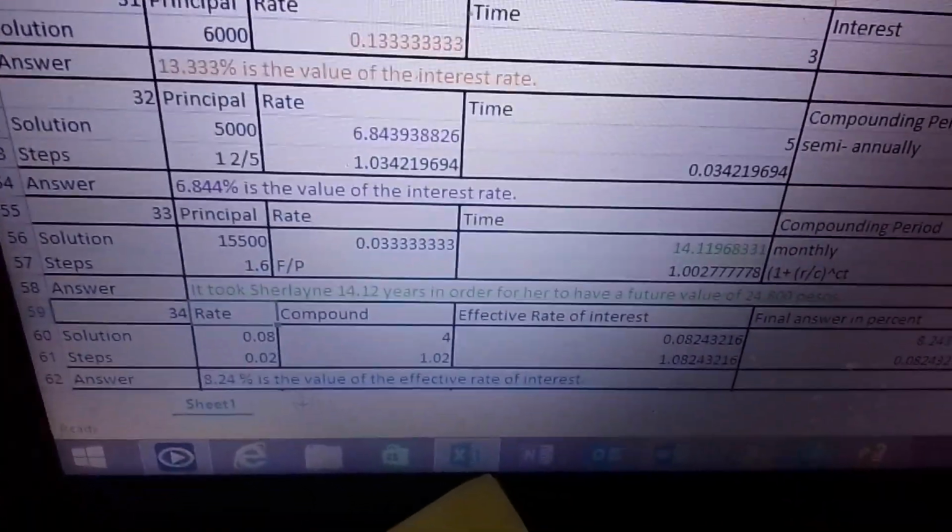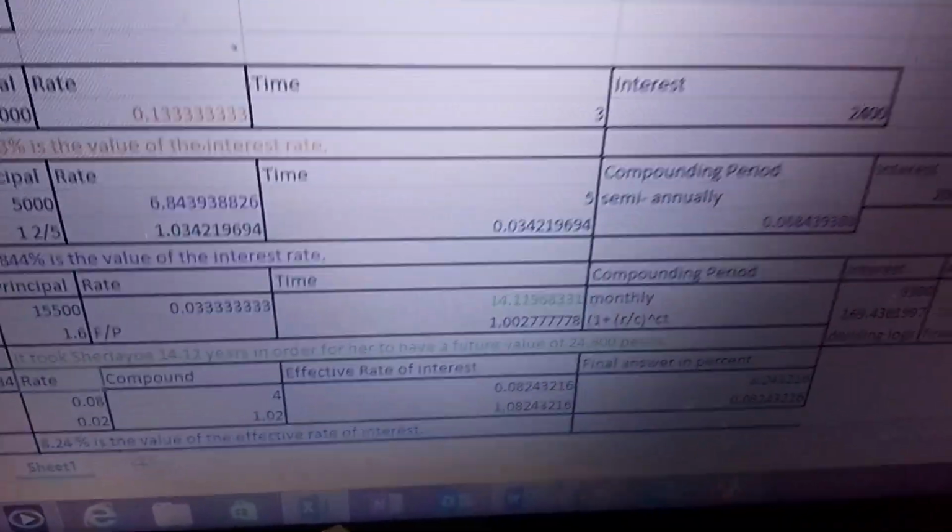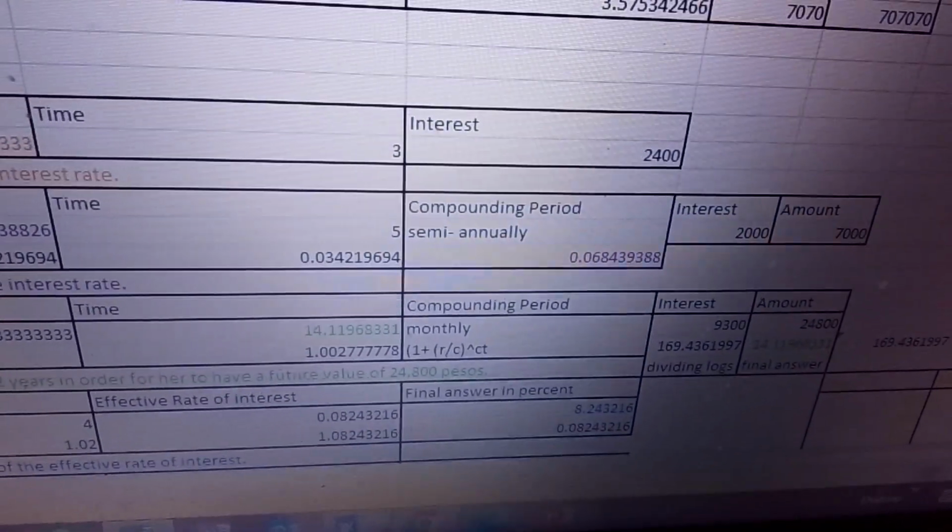Simplifying that 0.08 divided by 4, we get 0.02. And therefore, we're supposed to get 1.02. 1.02 raised to the 4th power is equivalent to 1.082432216, minus 1 to give me 8.24 as the value of the effective rate of interest. So, yung ginawa ko sa solution sheet ay ito. Rate, compounding period, and the ERI. And then the final answer in percent.